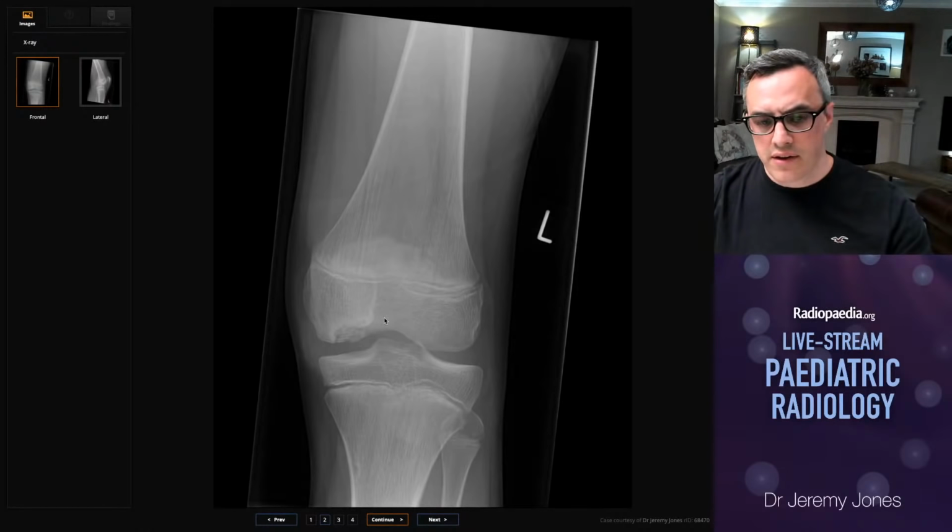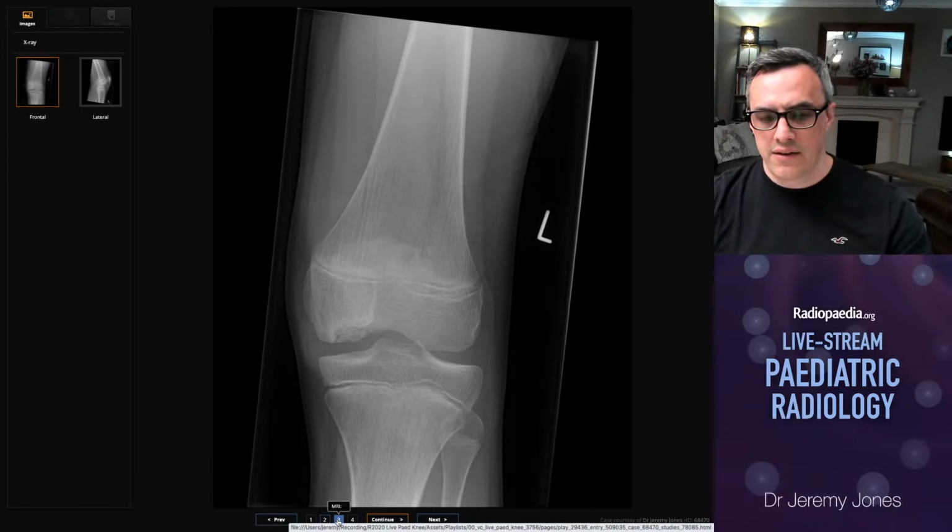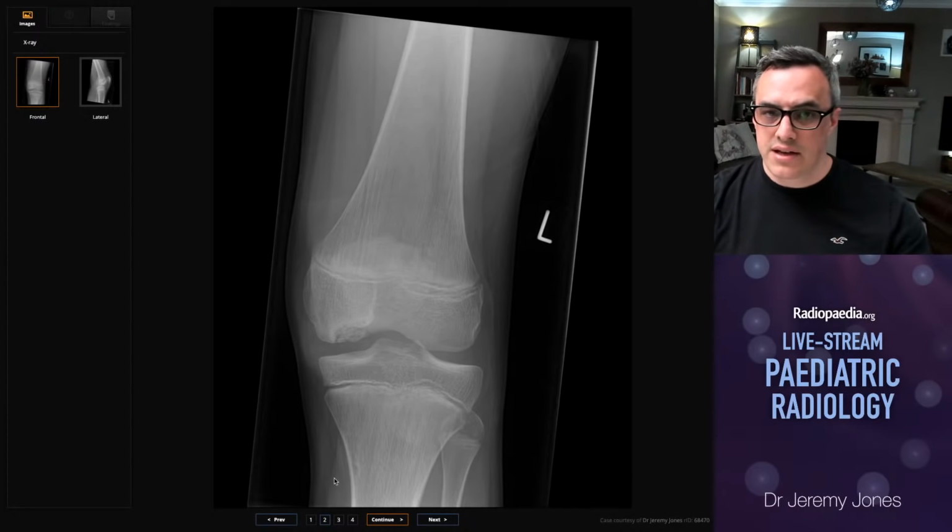So what is this? This is an osteochondral defect, or osteochondritis dissecans, sometimes and probably more correctly called juvenile osteochondritis dissecans, because it's slightly different from the osteochondritis dissecans we see in the older population. What are we going to do? We're going to do an MRI to further assess this lesion and work out what type it is, what grade it is, and help the orthopedic surgeon decide what to do next.